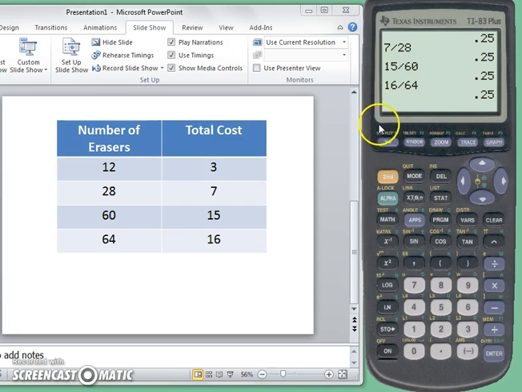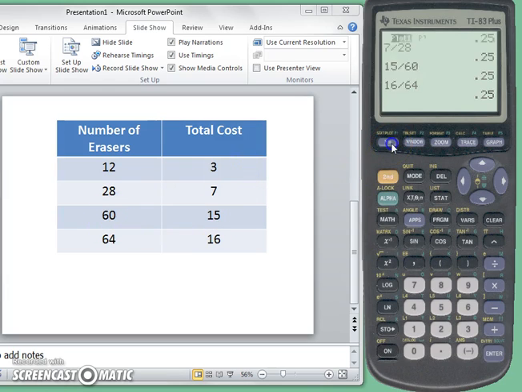So I am going to use that constant and say this: if I multiply 12, what's 1/4 of 12? 3. What's 1/4 of 28? 7. And why am I saying 1/4? Because 0.25 is the same thing as a quarter, or 1/4. So it's a quarter of 60, 15.